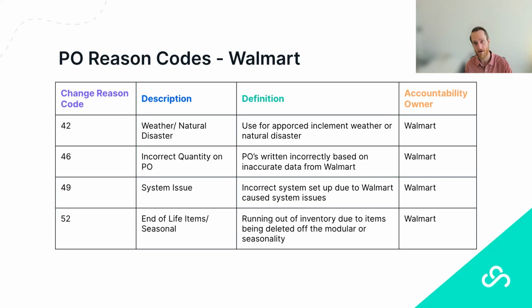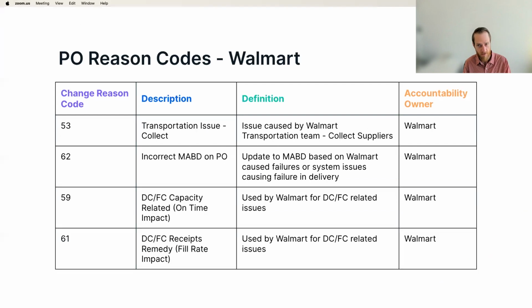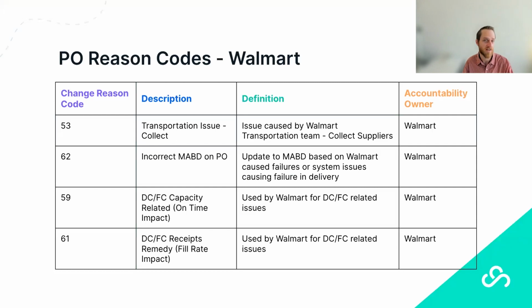There's also a scenario where if an item is end of lifing and you're no longer fulfilling that, then that is another option to choose and avoid some accountability. And then transportation issue: if you're a collect supplier, then you can use that if there are scenarios where Walmart's not picking up freight. You are able to use some of those reasons to pick that option and avoid accountability. Again, other things where the PO was written wrong, like the MABD.